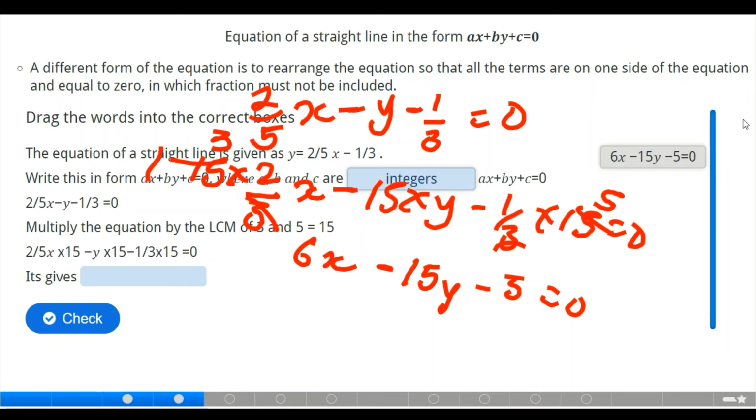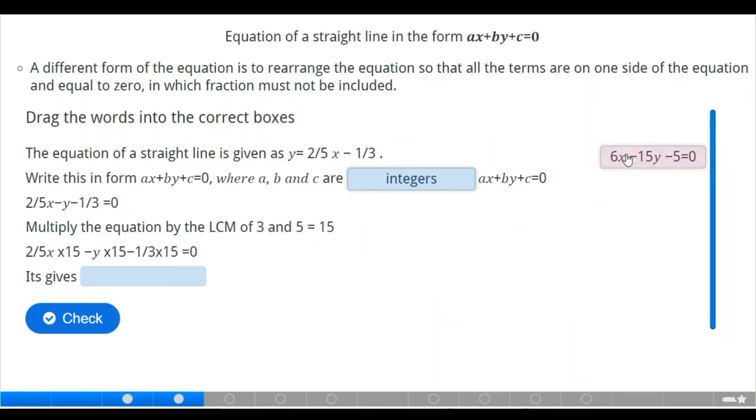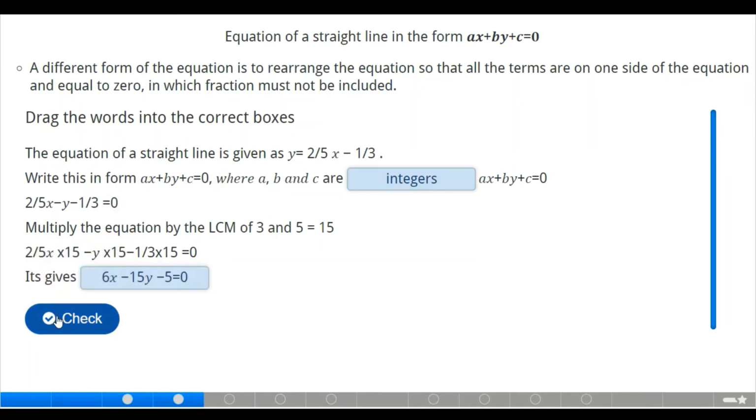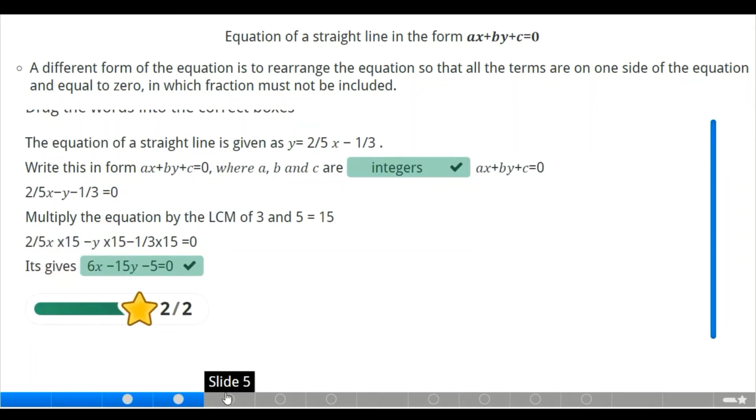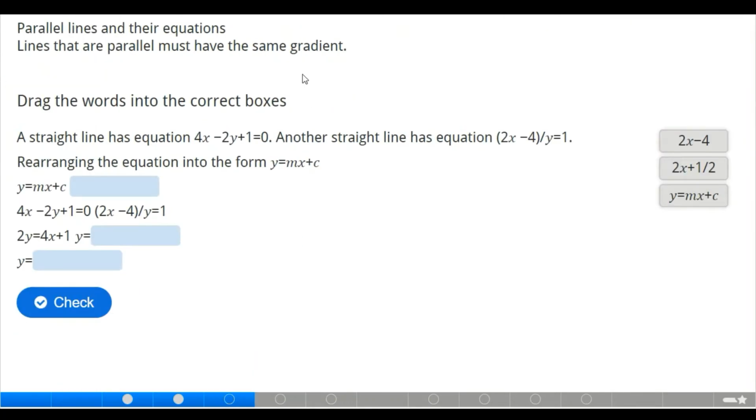So now let's put the right answer in the boxes. By the time we multiply by the LCM, we have this as our answer: 6x minus 15y minus 5 equals 0. Now let's look at parallel lines and their equations. Lines that are parallel must have the same gradient. We are still going to come back to parallel lines in our next slide. So let's look at these activities. When you have lines that are parallel, they must have the same gradients.